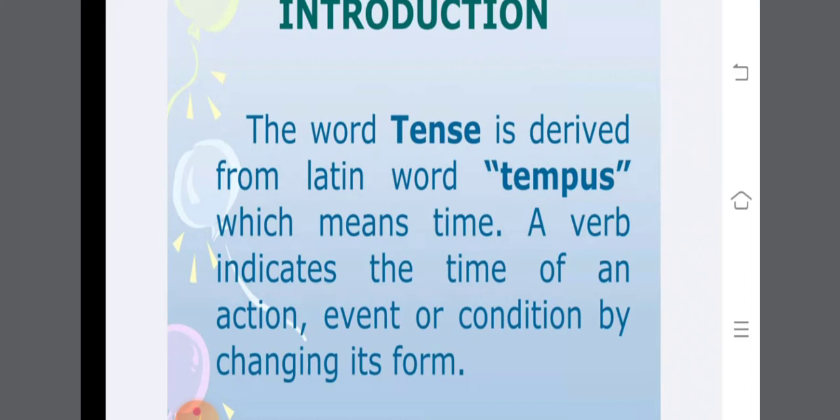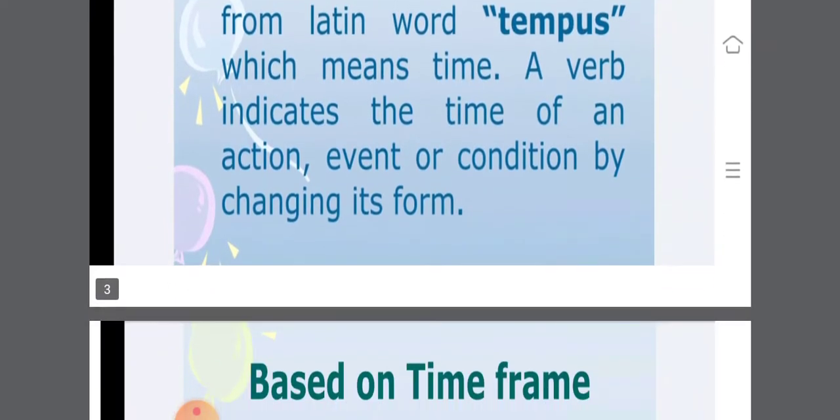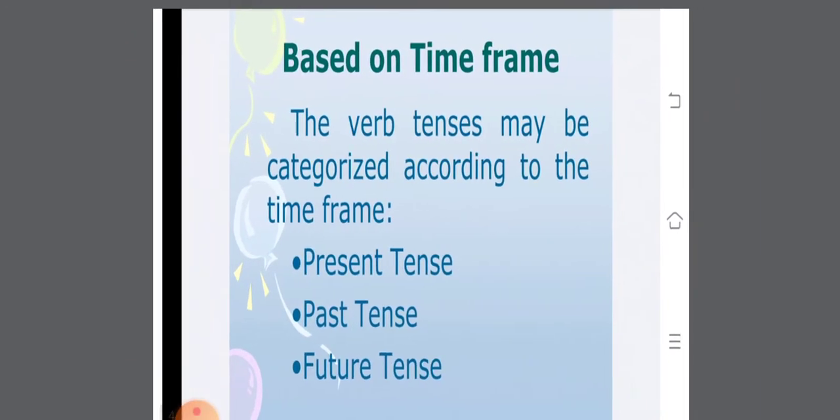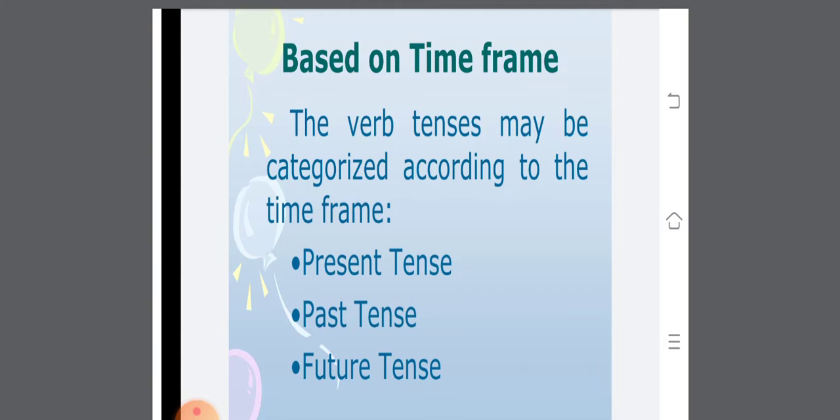And tense is related to time, and that's why different times are there. All of you know that is past, present, and future, and accordingly three different tenses: past, present, and future. Now we'll proceed further. Now based on time frame, the verb tenses may be categorized according to time frame. What are those? Present time, present tense; past time, so past tense; and future time, so future tense. This is the division based on time frame tenses.